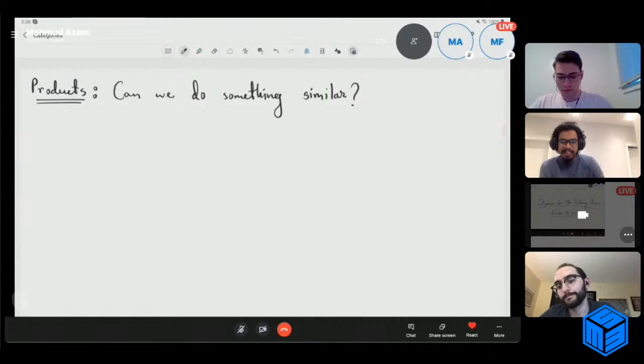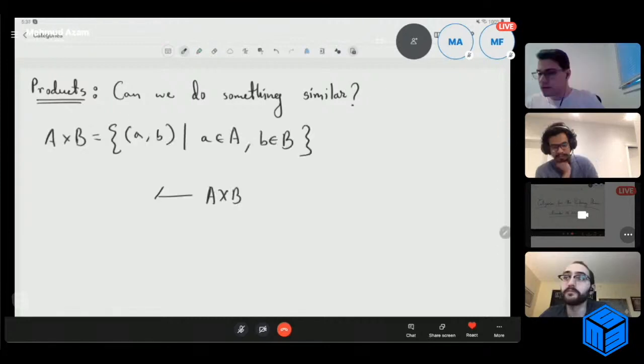That's exactly right. Now, can we define this in terms of functions, in and out of A or B or A cross B? Are there any special functions that we have from A cross B to A or to B? We have the projection map. So we have A cross B, and how many projections do we have? Two. Okay, so we have the projection into A and the projection into B. What do the projection maps do?